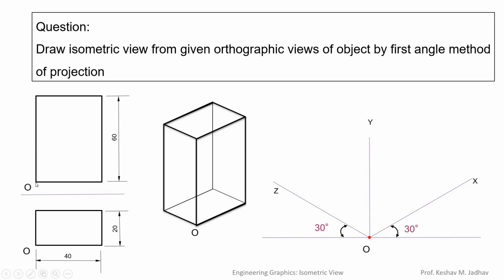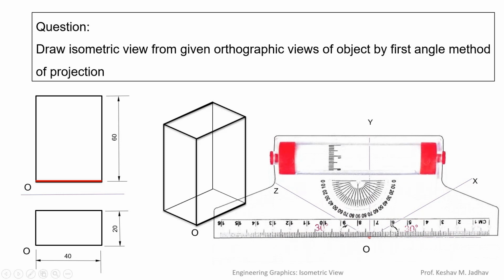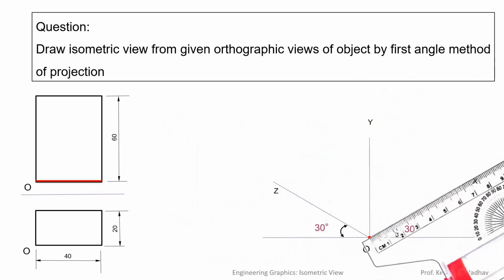So from O on the right side there is one horizontal line. So from point O on the right side there is the x-axis, so we can draw this line along the x-axis. The length of this line is 40 mm. So by using a scale we can measure a 40 mm distance and draw a line like this.